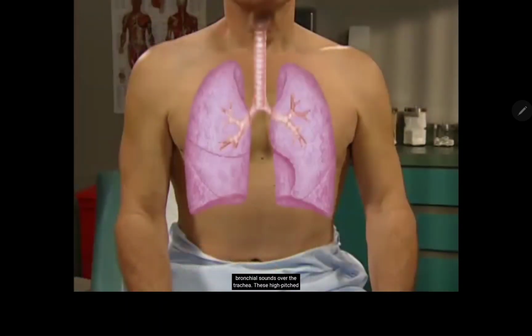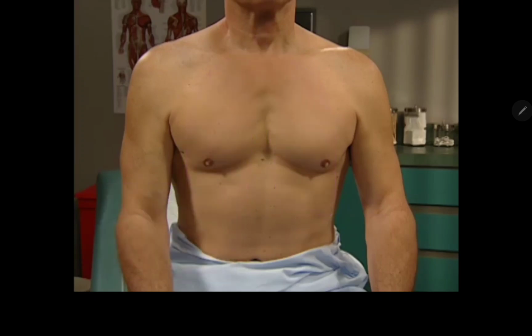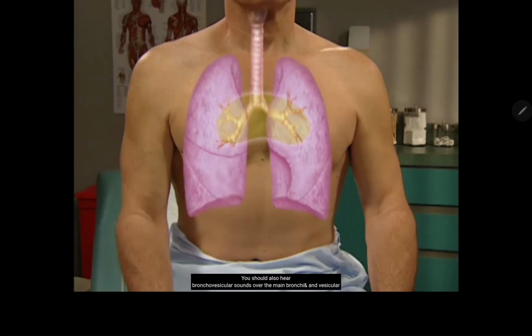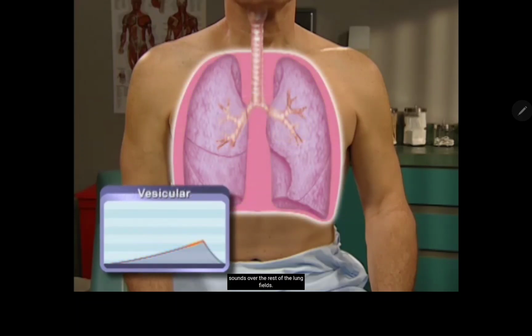Anteriorly, you should hear bronchial sounds over the trachea. These high-pitched sounds are louder and may be heard slightly longer on expiration than on inspiration. You should also hear bronchovesicular sounds over the main bronchi and vesicular sounds over the rest of the lung fields.